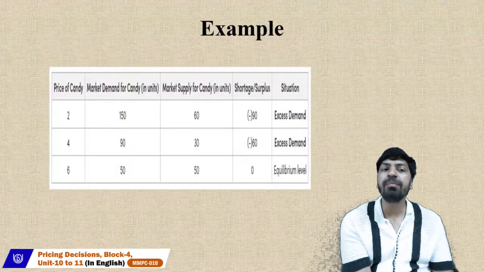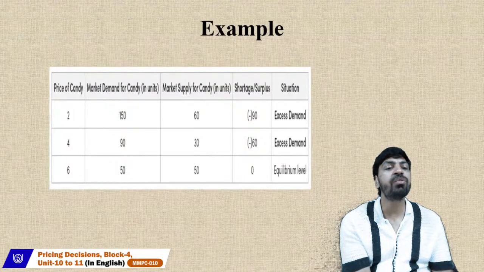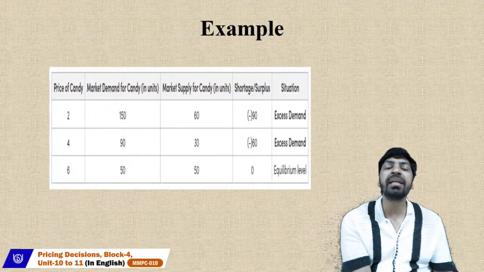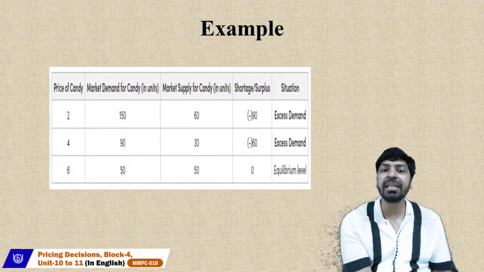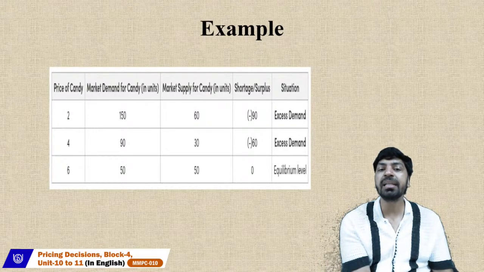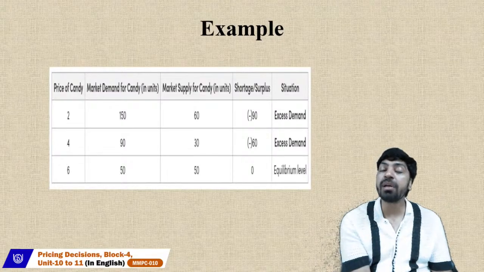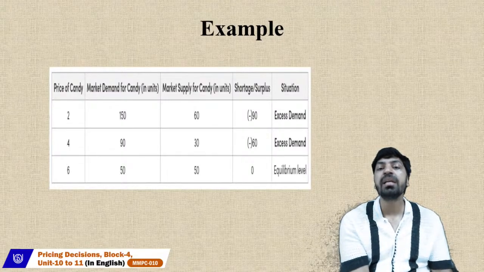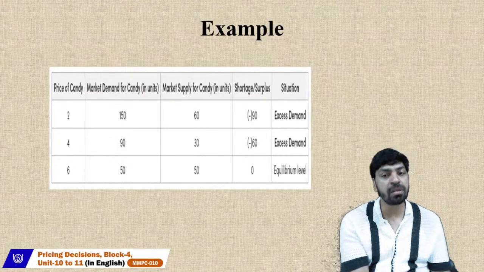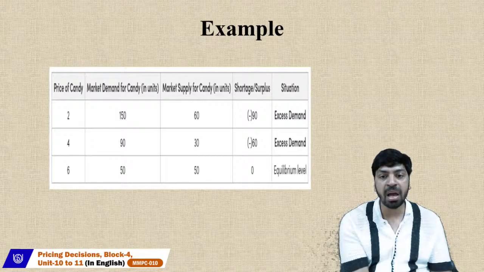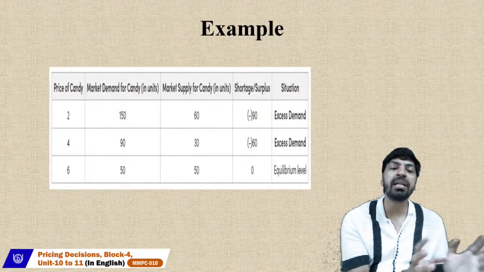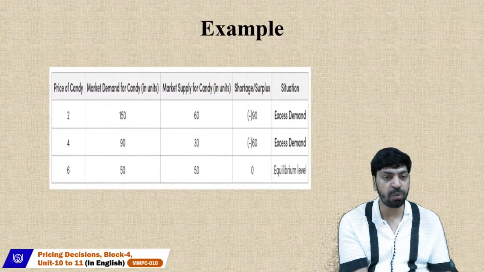So this is an example where the price of candy could be 2, 4, and 6. Then market demand for candy in units is 150, 90, 50. Market supply for candy in units is 60, 30, and 50. And the shortage and surplus, you can see, is minus 90, minus 60, and 0. That is also called excess demand, and the equilibrium is where the demand and supply are equal.